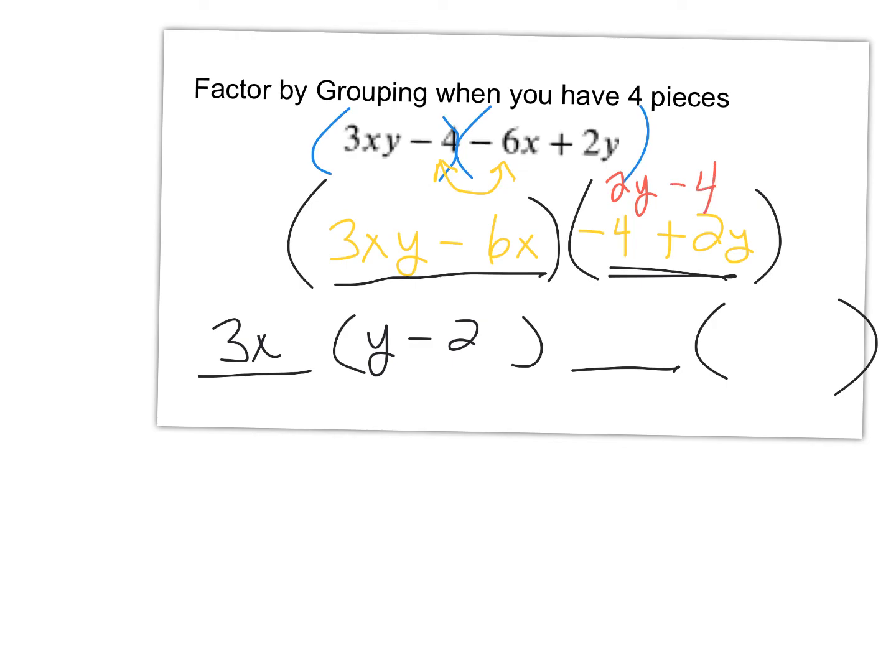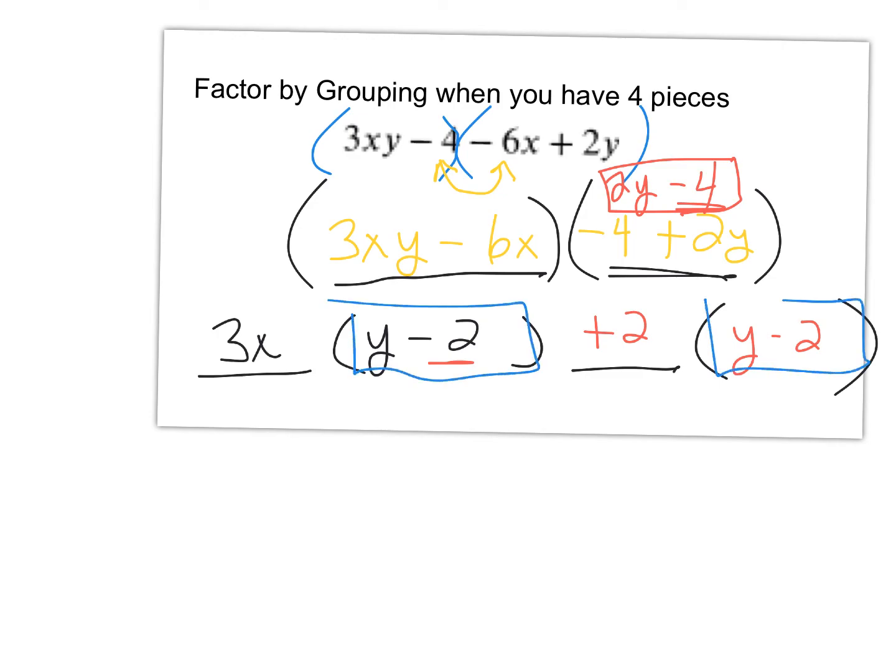So do all the work that you need to do. Be careful. So what common denominator can I take out of this? It would be a positive 2, because negative 4 divided by negative 2 is positive 2, leaving me y minus 2. All right, now we ask, do these parentheses now match? Yes, they do. So we're going to have y minus 2 as our lead piece.